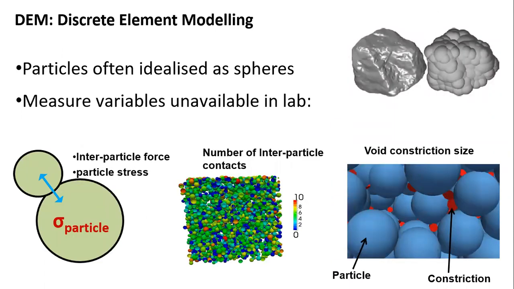The drawback of DEM is that particles are often idealized as spherical, which can affect the realism of their interactions. However, a huge advantage is that in DEM, we can easily measure variables which experimentalists cannot, such as interparticle forces and stresses and void geometry.